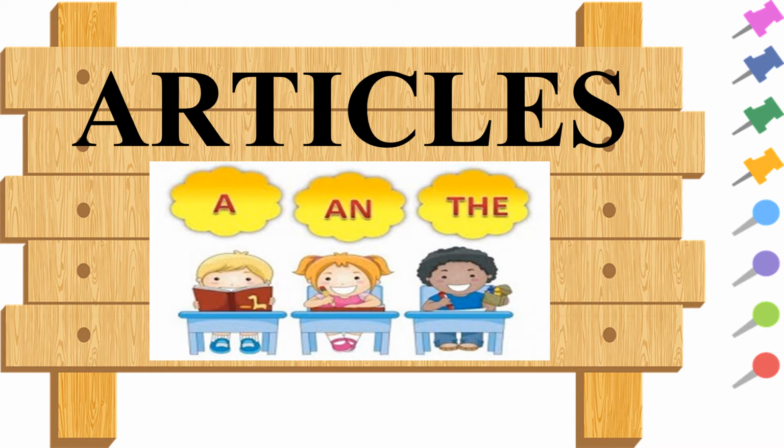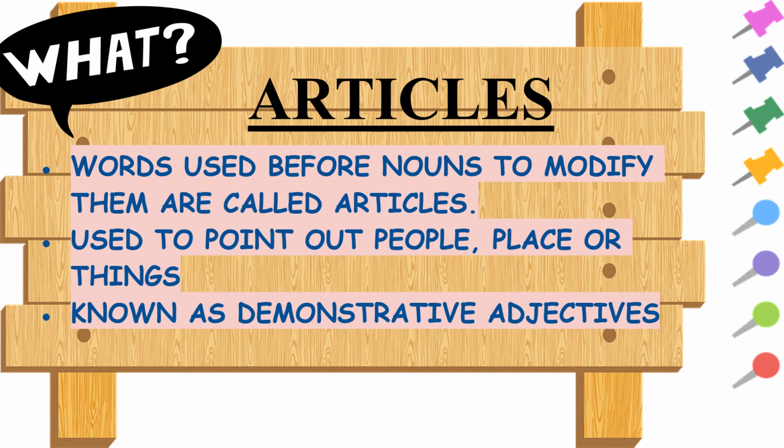Today we are going to understand what these articles in our grammar are, like a, an, and the. We are going to discuss two types of articles in this video, and we will learn the use of a and an. Now let's first understand what articles are. Articles are words used before nouns to modify them. They are also used to point out people, places or things around us and are known as demonstrative adjectives.